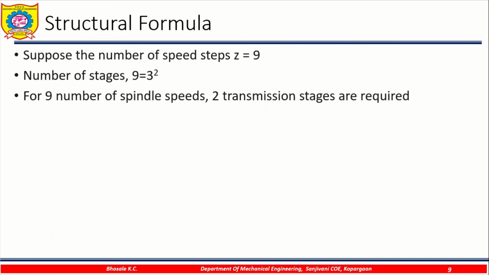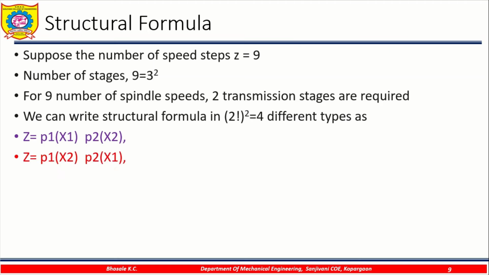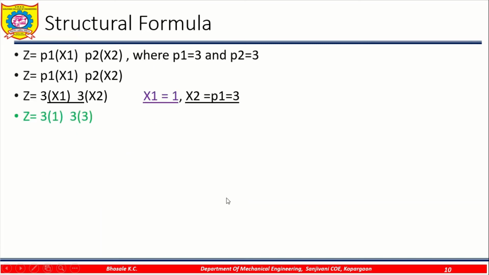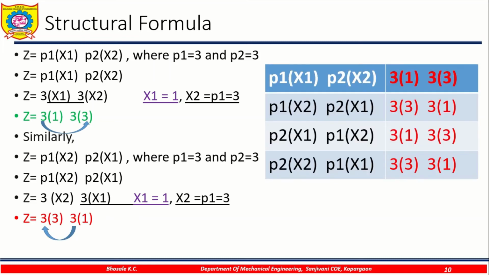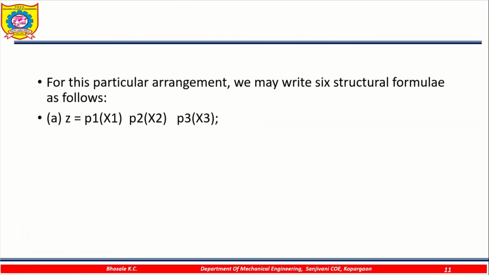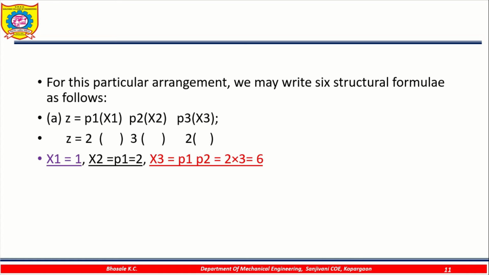For the 9-stage gearbox, we can write 4 different types. We put the values: 3 1 3 3, similarly 3 3 3 1. Just put the values of P1, P2 and X1, X2 and we get these types. For a particular arrangement with 3 stages, we may write 6 formulas as follows.